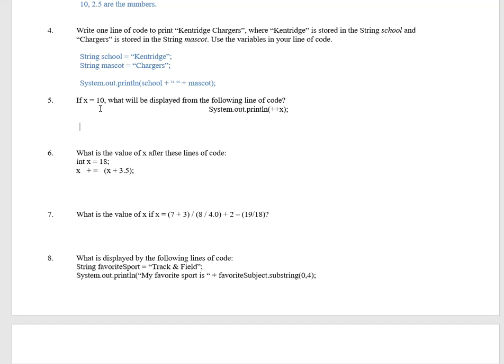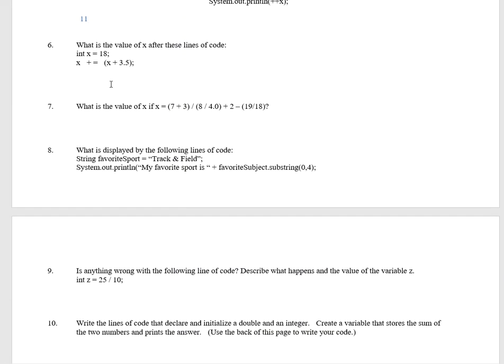So if I take 10 and I add 1 to it, it's going to print 11. Now, if it was x plus plus, it would print 10 and then add 1 to it. All right, so if the plus plus was on the other side of the x, it would print something totally different. All right, okay, number 6.